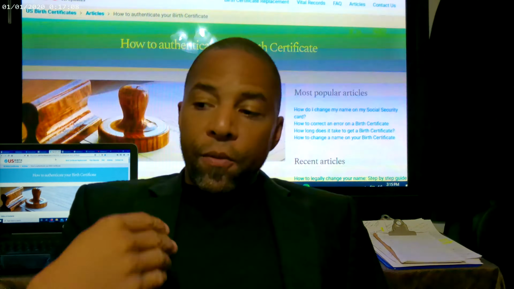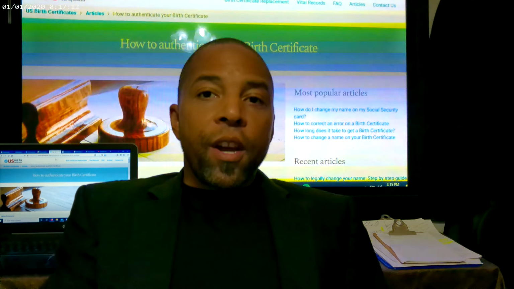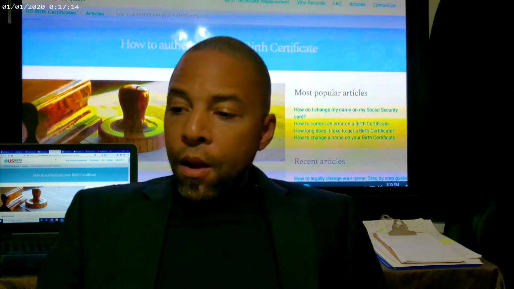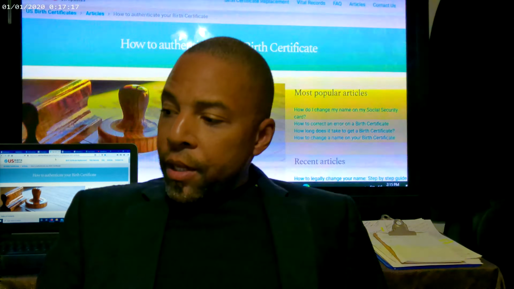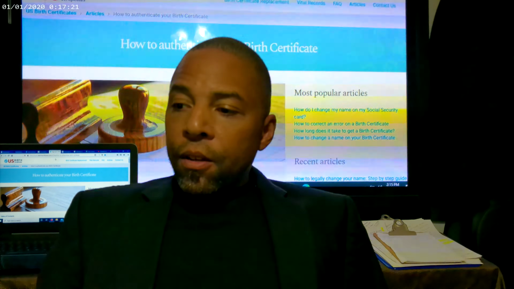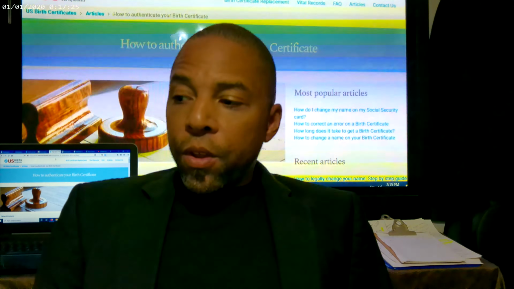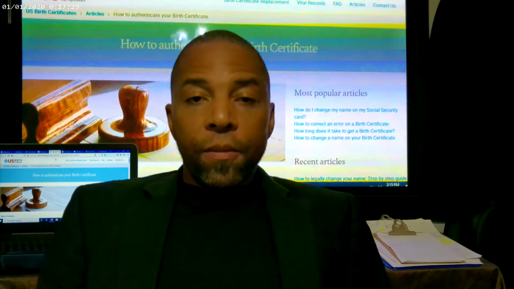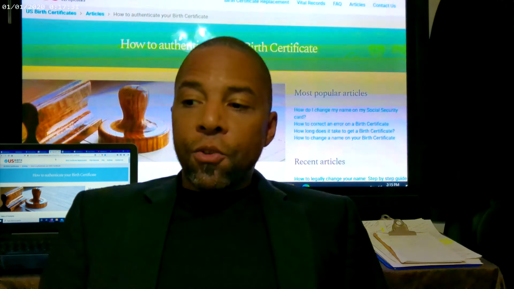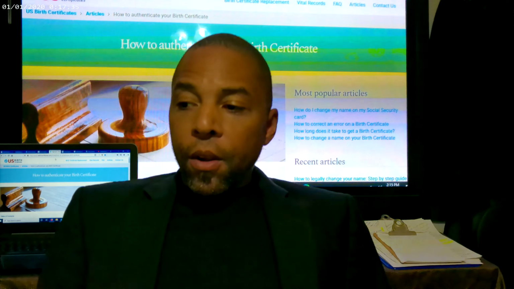Okay, so you've gotten your U.S. birth certificate either already or you got a certified copy of it. Then what you're going to want to do is go to the U.S. State Department and navigate to the Requesting Authentication Services. Once you get there, you're going to either download or get the form, which is a DS 4194.